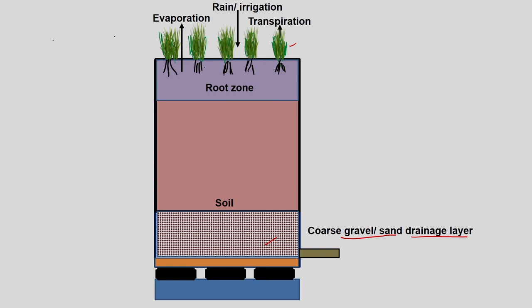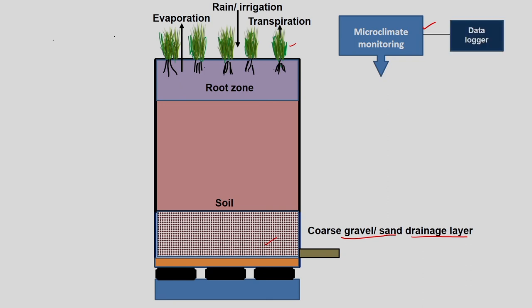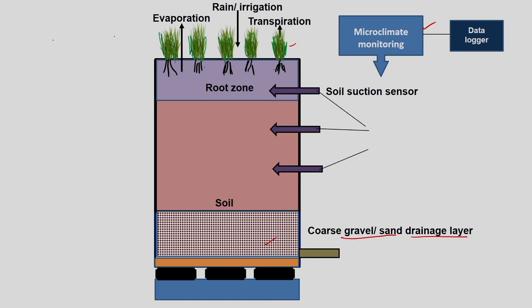And regarding the atmospheric parameters, microclimate monitoring will be carried out. If you are monitoring the atmospheric parameters, temperature, rainfall, vapor pressure, and wind velocity can all be obtained from the microclimate monitoring system, and that will be connected through sensors to the data logger, which will be transferring the data to the computer. And regarding the soil pressure, that measurement will be done by means of sensors. At different levels these sensors will be installed. These will be soil suction sensors that also will be connected to the data logger. Finally, data will be available to us on our computer.